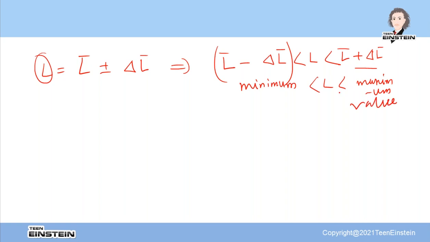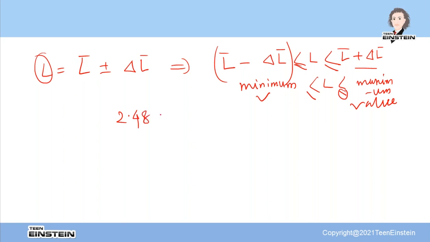Okay, in fact it will not be equal, I think it can be equal also. Yes, it can be equal. So this is the minimum value and this is the maximum value. Okay, understand? So the length will be in between this.